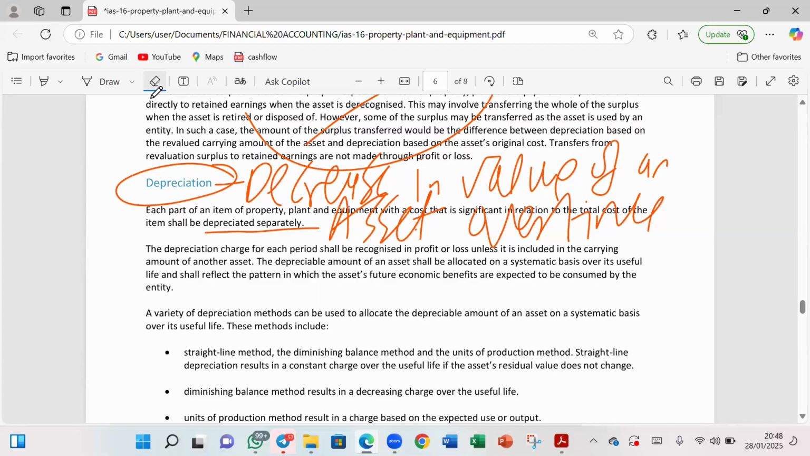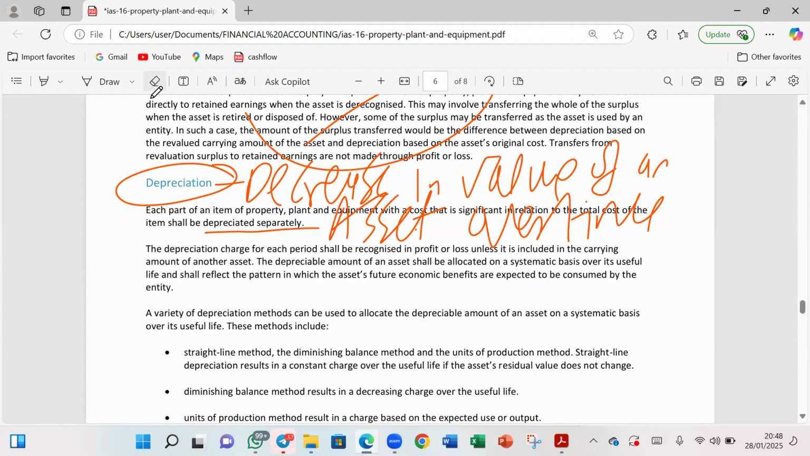Decrease in value of an asset over time. I think that one is okay. I hope you understand what that means. When you use an asset, the value of that asset will keep on reducing. So the decrease in value of an asset over time is what we call depreciation.